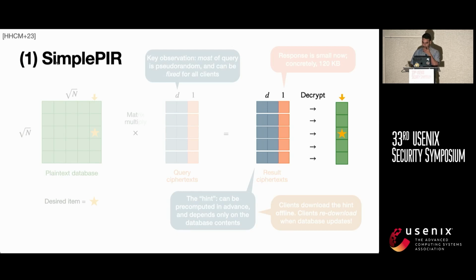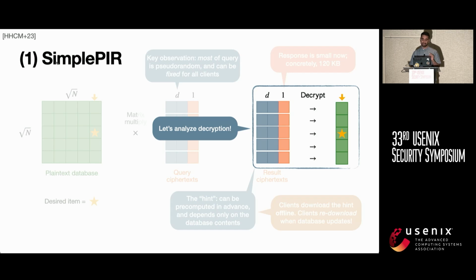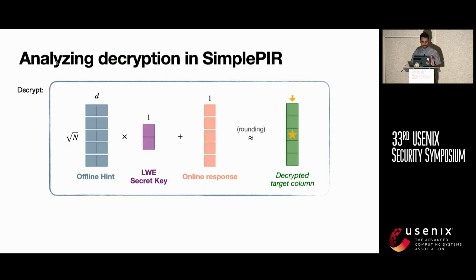So a couple folks did try to get rid of the hint, and I'll talk about how they did that. So let's look at the decryption at the end of Simple-PIR. So at the end, the client computes something like this. Basically, they've got their offline hint that they downloaded ahead of time. They've got the online response. They can combine them and get the result that they want.